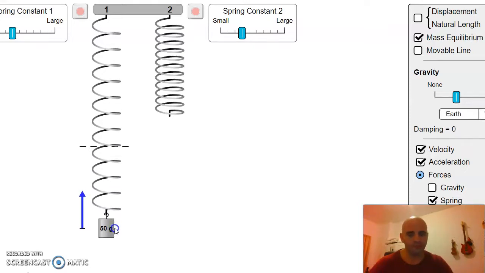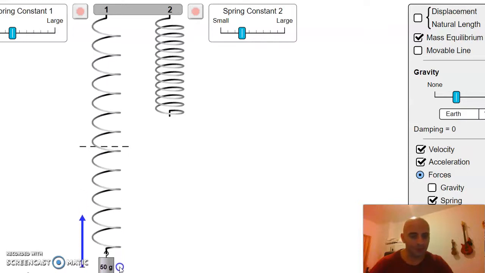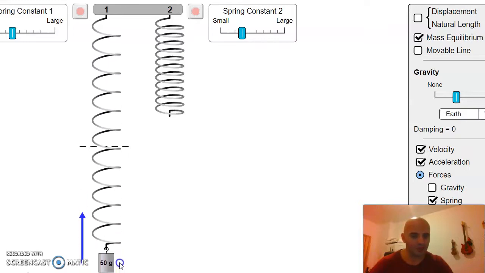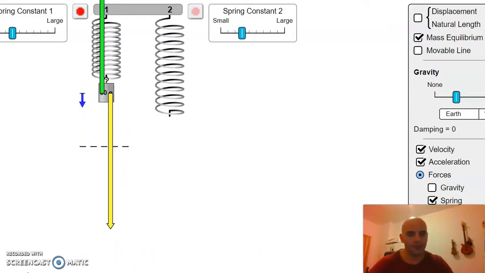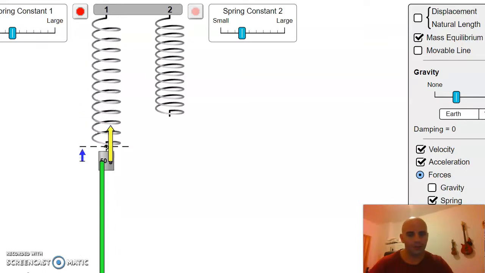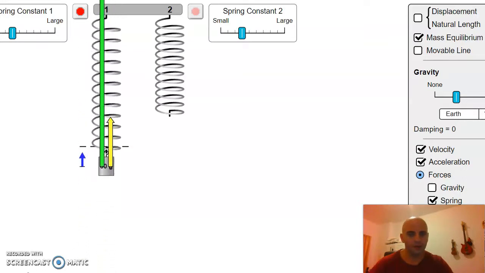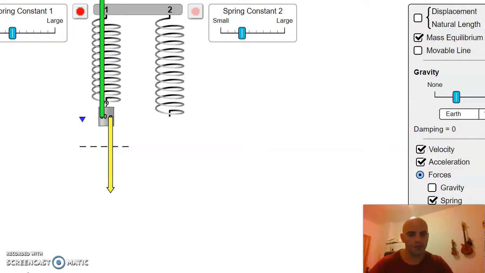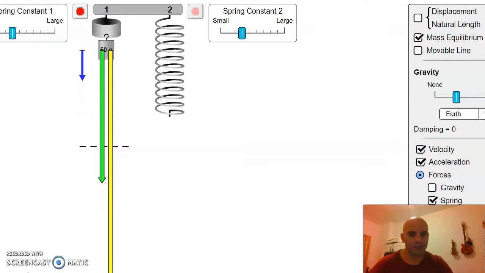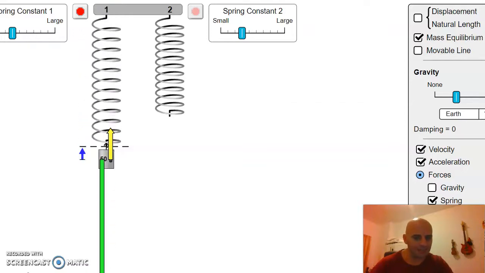My displacement is now a positive maximum. I'll keep it there. Okay, I'll let it go. Play. And we watch it play out. Okay, so again, when it gets to that equilibrium line, you can see that the velocity is now huge.